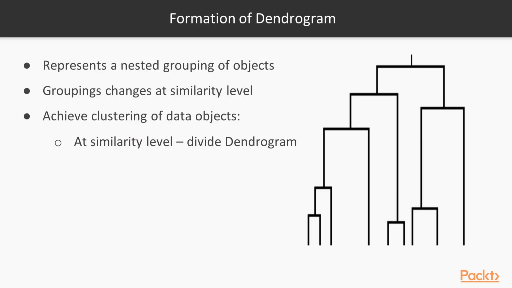cluster. Both methods lead to the formation of a dendrogram, representing a nested grouping of objects, and the similarity levels at which groupings change. A clustering of data objects is obtained by cutting the dendrogram at the desired similarity level. The merging or division of clusters is performed according to a similarity measure, chosen so as to optimize a criterion. In this figure, you can see a recursive partitioning of instances in the formation of a dendrogram.